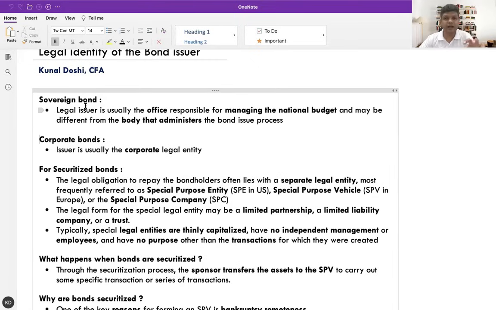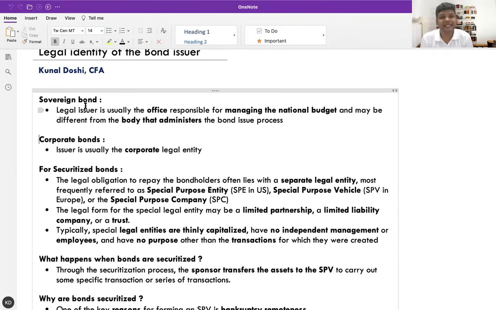Yes. Sovereign governments, or in a state, in the case of state or any department, who's responsible for you to pay? Who's the one who's going to be held responsible in case the bond is not paid? That's called the legal identity of the bond issuer, right? So in sovereign bond, what is the legal identity here? Who are you going to deal with? Who is the issuer?